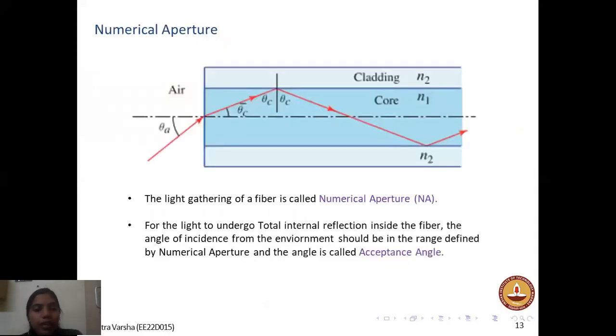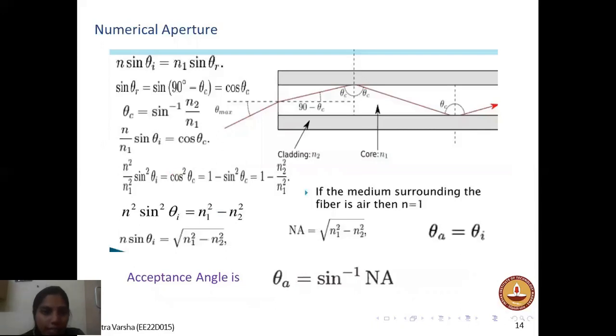Numerical aperture is the light gathering capability of a fiber, that is, the range of angles at which light can be coupled into the fiber such that it undergoes total internal reflection inside the fiber. This is decided by the numerical aperture. This is the derivation of the numerical aperture.